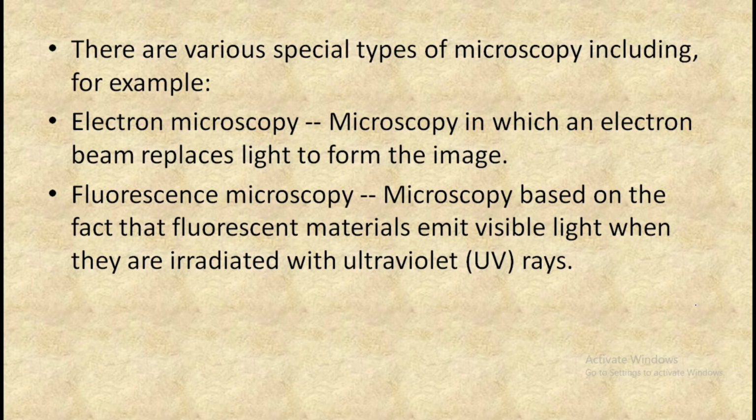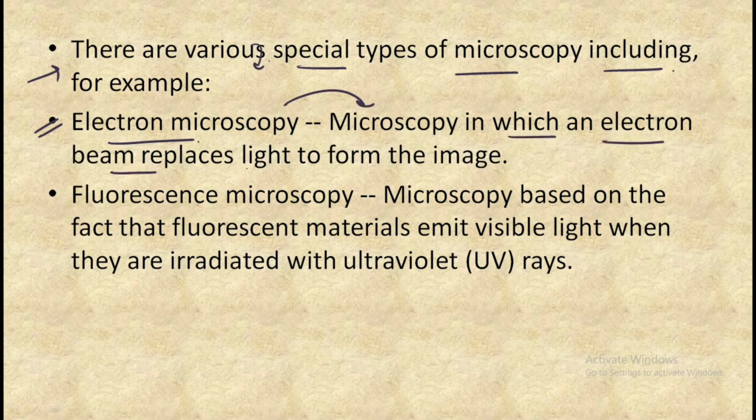Let us have a brief understanding about each type of microscopy. We would be discussing all of them in complete detail in the next video, but in this video we will be just having some overview of the same. So there are various special types of microscopy. The first one is the electron microscopy, the microscopy in which an electron beam replaces the light to form the image.